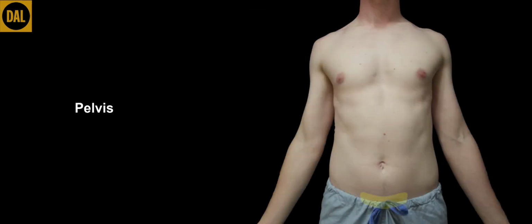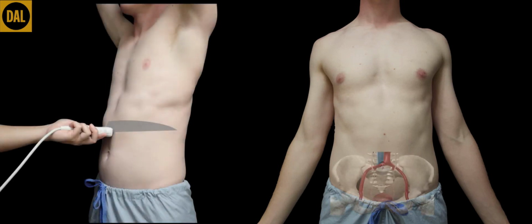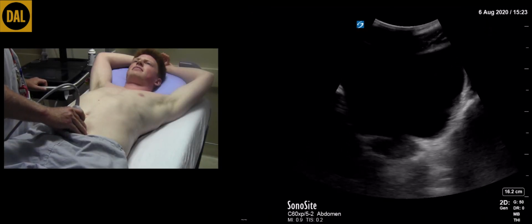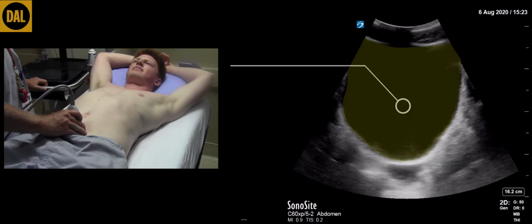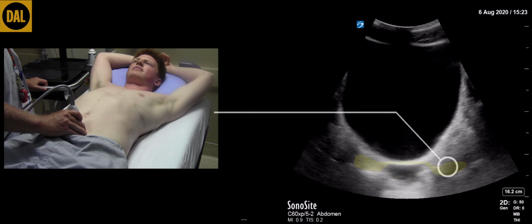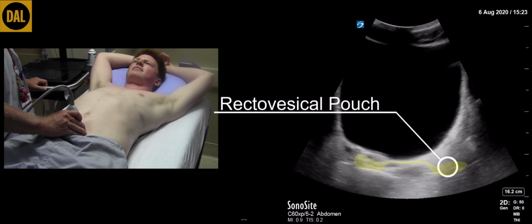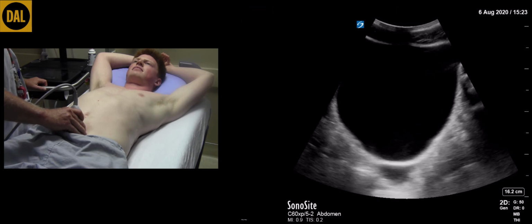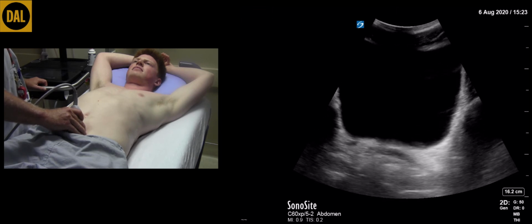Next, move the transducer to the pelvis. Place the transducer in the transverse plane as close to the symphysis pubis as possible. Tilt the transducer caudally to visualize the bladder. Identify the structures posterior to the bladder, in this case the prostate and the rectovesical pouch. Tilt the transducer caudally, then cranially to visualize this space in its entirety.